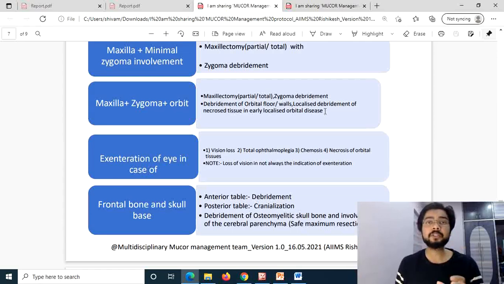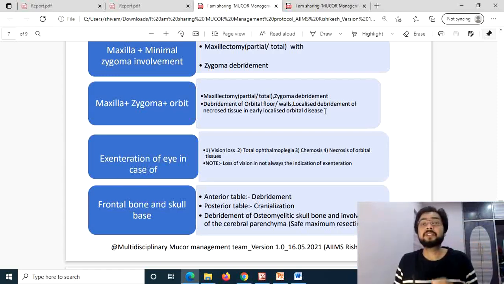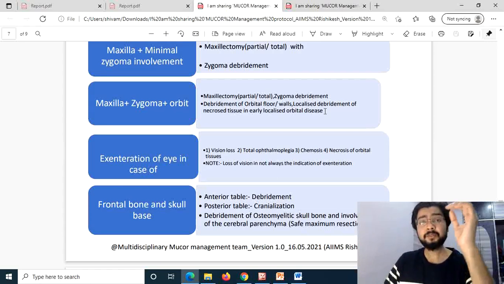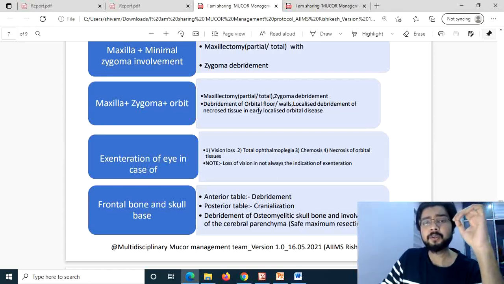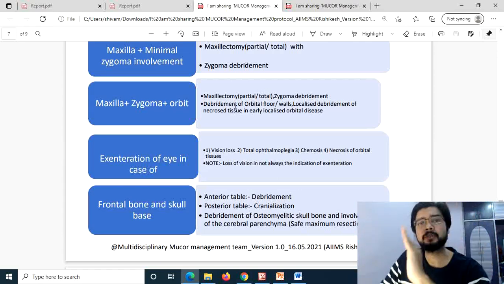So suppose that only the medial rectus muscle is involved, but the optic nerve is normal. That means if vision is normal, we will always try to save the vision. That is what the current guidelines say, right? But many surgeons don't prefer to do that also because this disease is so bad, right? This disease doesn't give you a second chance. But for theory purposes, just remember that you are not going to remove the eye if the vision is okay, right? So you will just debride the necrotic part and treat the rest of the part with amphotericin B.